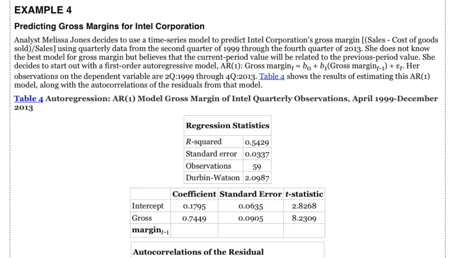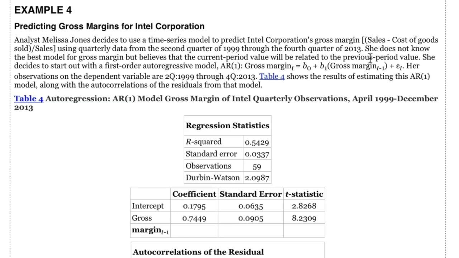So I think a nice way to proceed from where we are is to look at it in an example. Example 4 in your reading is a really great example. So let's just go through it, and it has everything that we need in here. This is predicting gross margins for Intel Corporation. Analyst Melissa Jones decides to use a time series model to predict Intel Corporation's gross margins. So sales minus cost of goods sold over sales, that's gross margin, using quarterly data from the second quarter of 99 through the fourth quarter of 2013. She does not know the best model for gross margin, but believes that the current period value will be related to the previous period value.